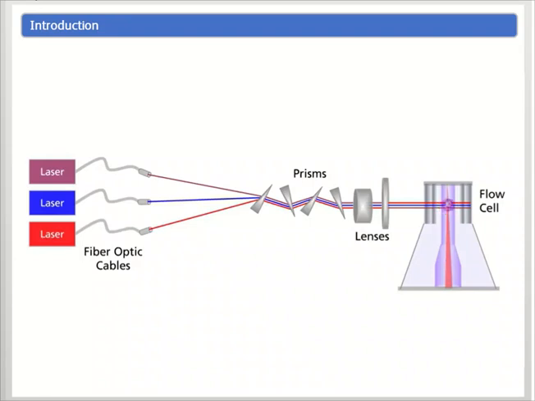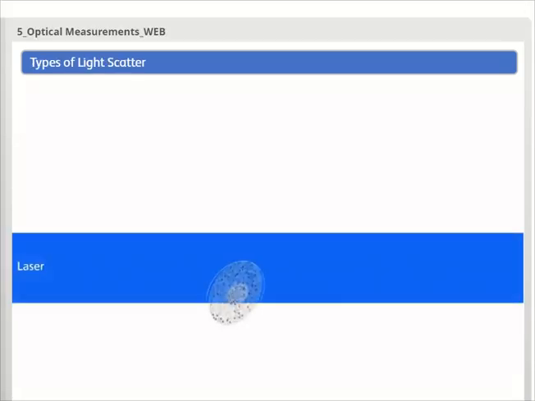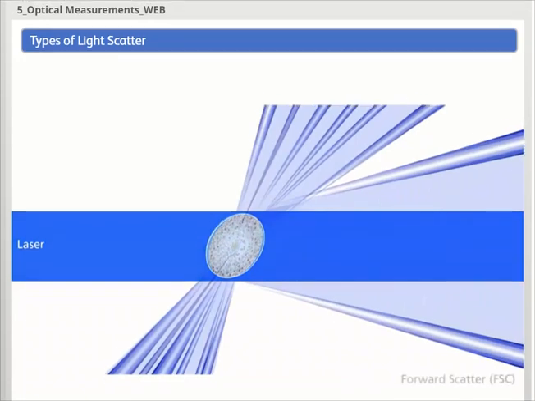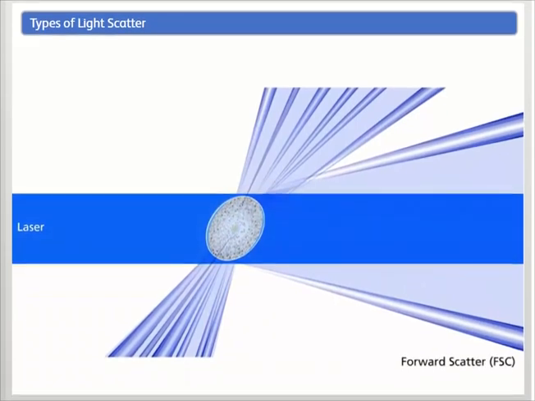Light scattering occurs when a particle passes through a laser beam. Forward scatter signal is detected just off the axis of the laser beam in the forward direction. Side scatter signal is collected at approximately 90 degrees to the laser beam.